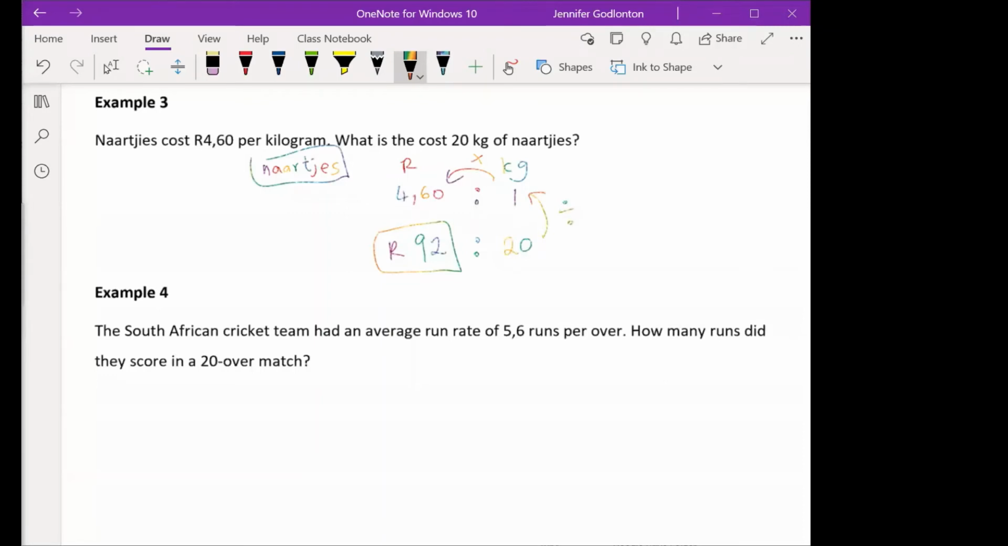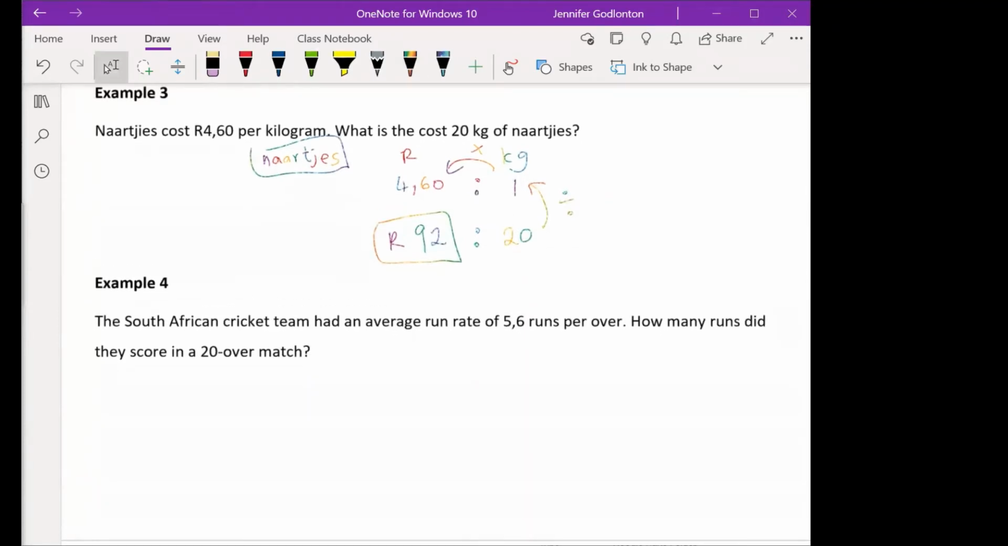Okay, great. Can you do example 4 for me? Give me my answer. So the South African cricket team had an average run rate of 5.6 runs per over. How many runs did they score in a 20 over match? You don't need to know anything about cricket to do this question, I promise. Would the answer be 112? Let's have a look.